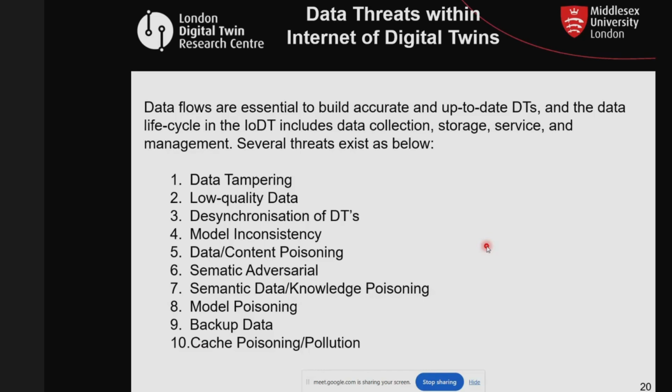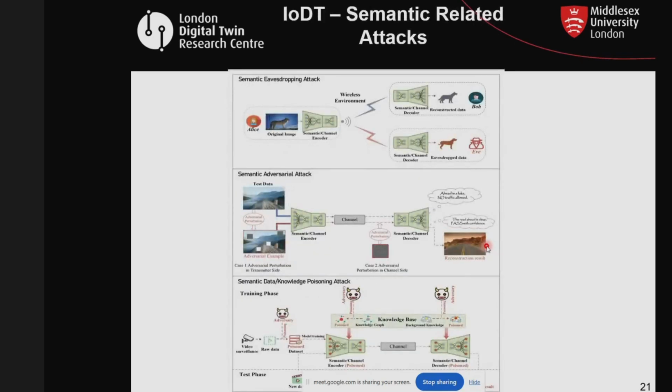It all boils down to the application. Is my application giving me value for money? Is my digital twin giving me substantial outputs in terms of operational efficiency, intrusion detection systems and so on, predictions? Then yes, I'm going to be applying all those. So as an example, for the internet of digital twins, what sort of semantic related attacks are possible? The key one here, just a simple eavesdropping attack.